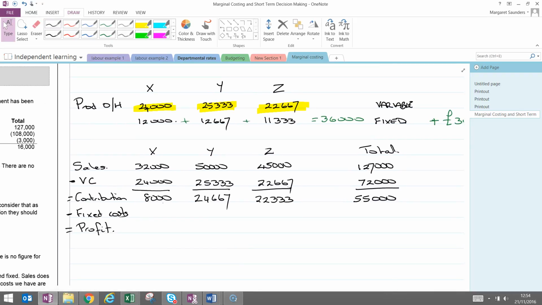Now remember, fixed costs are deducted from our total contribution. Our total contribution is £55,000. We will deduct the fixed costs of £39,000 and we have a profit figure of £16,000. So you will note that this profit figure is exactly the same as we were showing before, but the difference is in the layout of our statement.